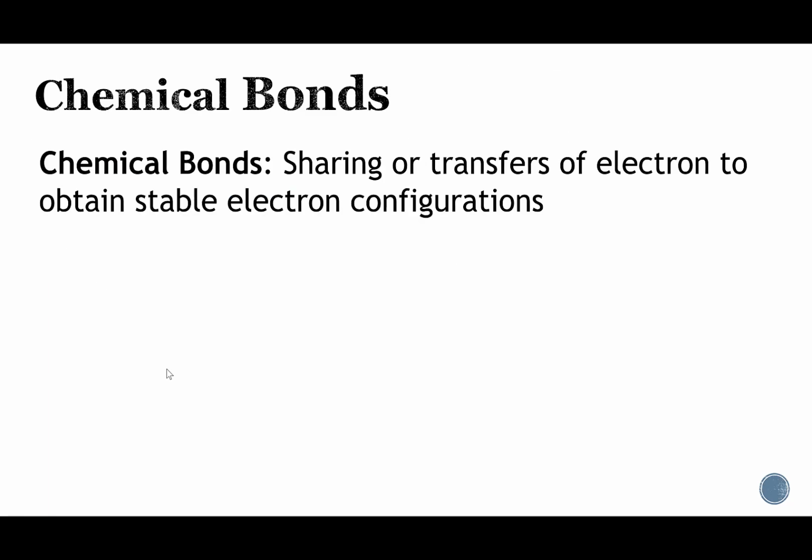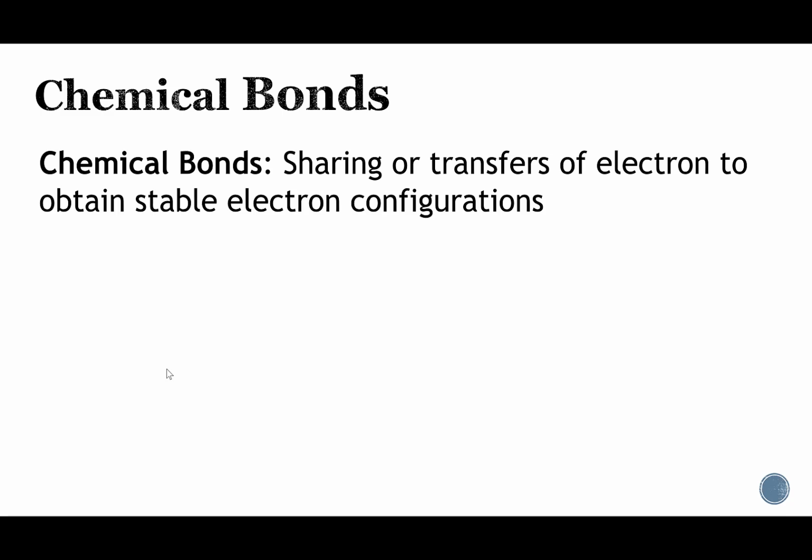So a chemical bond is the sharing or transfer of electrons to obtain a stable electron configuration. Everything about chemistry is about stability. What can I do to lower my energy and to become more stable? Who has the most stable electron configuration? Who are the cool kids at the periodic table? The noble gases. So these guys are either going to share or transfer electrons so that their electron configuration looks like that of the noble gases.